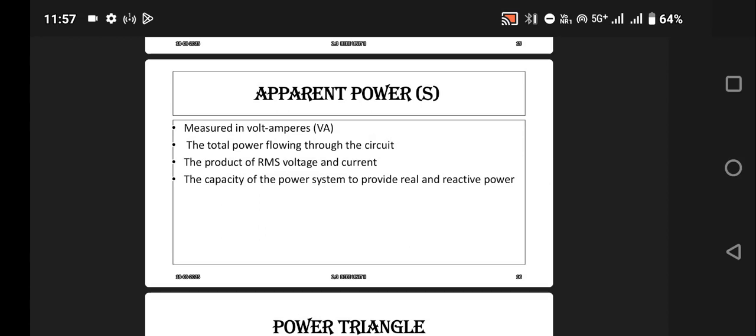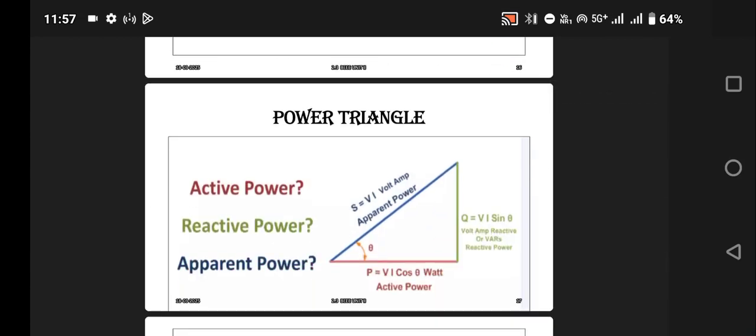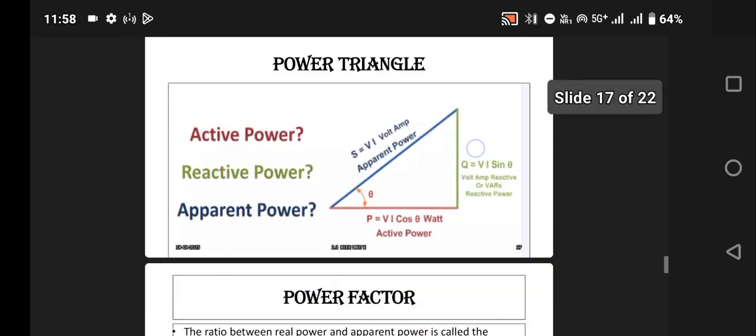Apparent power. Apparent power is represented by the term S. The unit is volt amperes. The total power flowing through the circuit is nothing but apparent power. This is the product of RMS voltage and current, the capacity of the power system to provide real and reactive power. All three powers are represented in a power triangle. Active power is represented by VI cos phi. Reactive power is represented by VI sin phi. Then apparent power is VI with the unit of volt ampere.